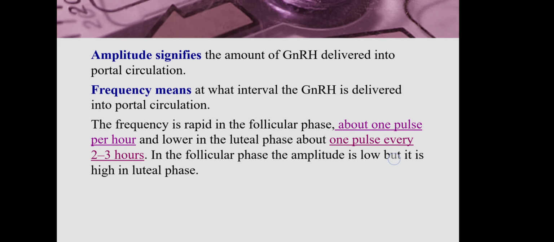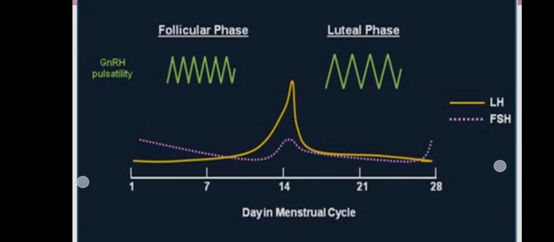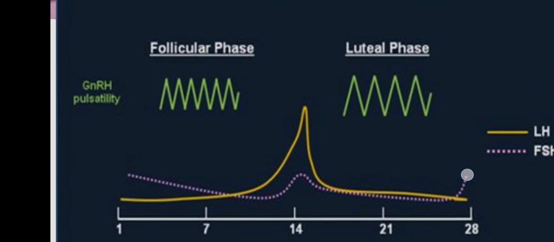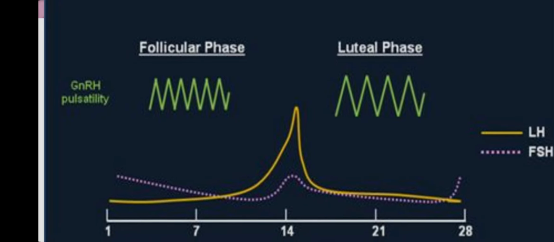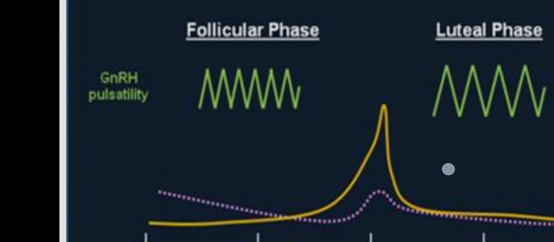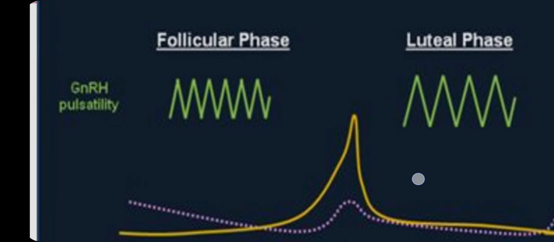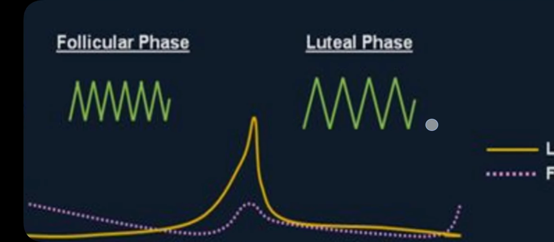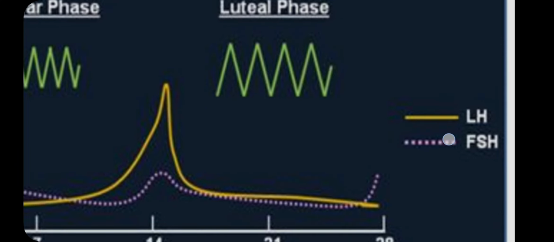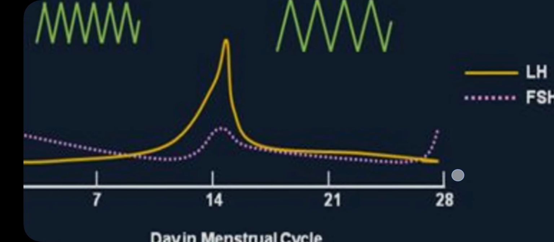I'll show you the presentation of it, then you will come to know. Here you can see in the diagram, this is a graphic presentation, you can easily understand. You can see in the follicular phase the GnRH pulsatility or the frequency is more, whereas its amplitude is less. Whereas in the luteal phase, its frequency is less, whereas its amplitude is more.